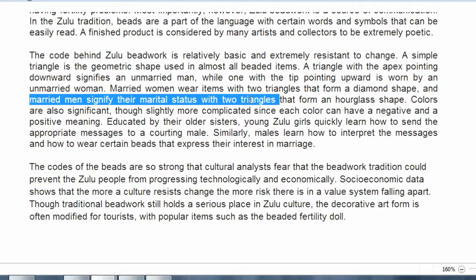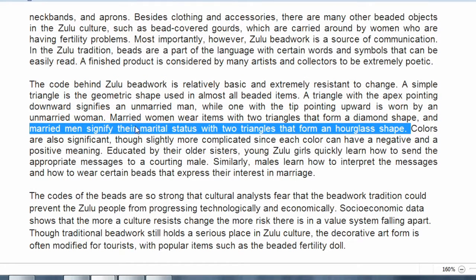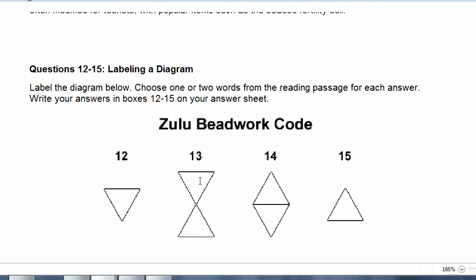Married men signify their marital status with two triangles that form an hourglass shape. So it is like an hourglass. In old times people used to measure time with this device called an hourglass. They're also telling you that the tips are pointing here. So this is the shape, and the answer for number 13 is married men. So that's how we are doing the labeling the diagram question.